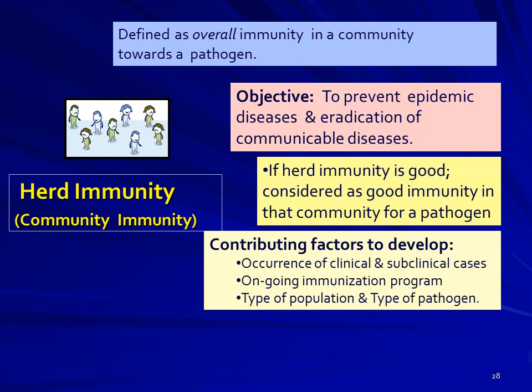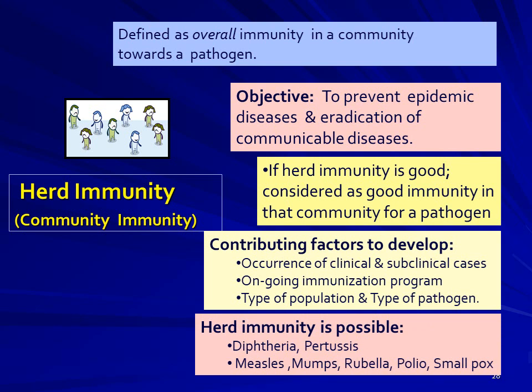The ongoing immunization program is nothing but the pulse polio program. That means if you give vaccination to every individual, then herd immunity will develop. And then the type of population and type of pathogen. For example, herd immunity will be more in people who have good nourishment. And if the pathogen is highly pathogenic in nature, it may cause death of individuals rather than providing herd immunity. So the type of pathogen is also very important here. Herd immunity is possible in the case of diphtheria, pertussis, measles, mumps, rubella, polio and smallpox.